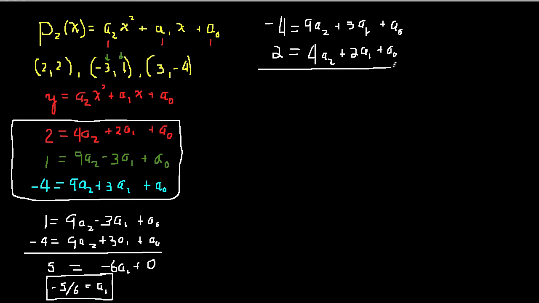So I subtract, okay, a0 from a0 gives me 0. Subtract 2a1 from 3a1, it gives me a1. And I subtract 4a2 from 9a2, and it gives me 5a2.